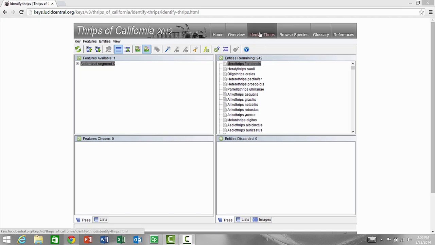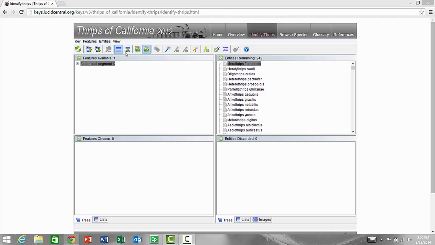In this video, we're going to use the Thrips of California Lucid key to identify a thrips. And we've clicked on identify thrips. And this is the page that we're on. Using this key, you'll see there's features available and then features chosen. And in this box, we have all of the various species of thrips that are included in this Lucid key. In the entities discarded, which I'll show in a moment, this will be the ones that we've decided. We've chosen characters, and those are the species that have been eliminated.